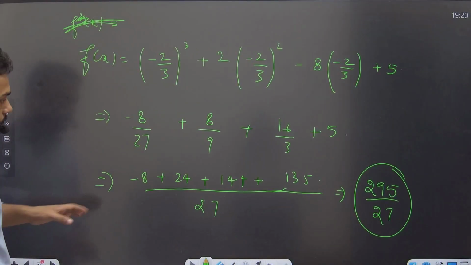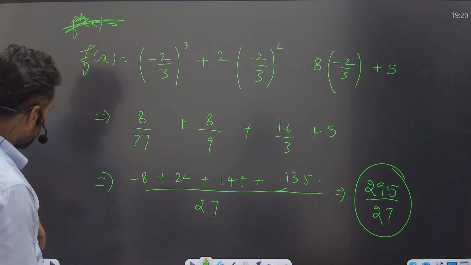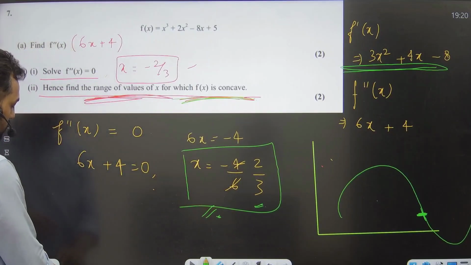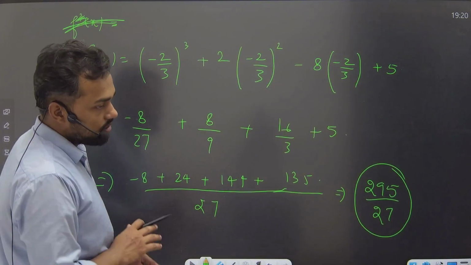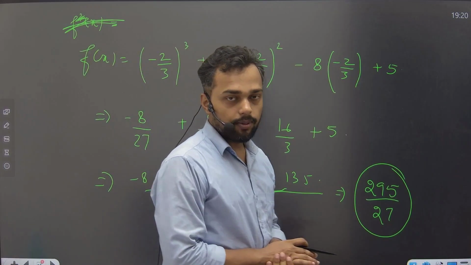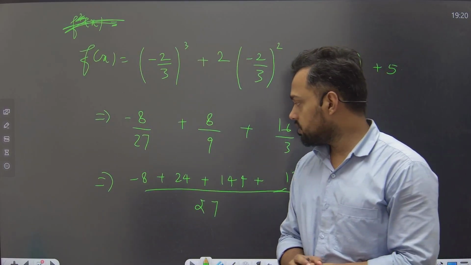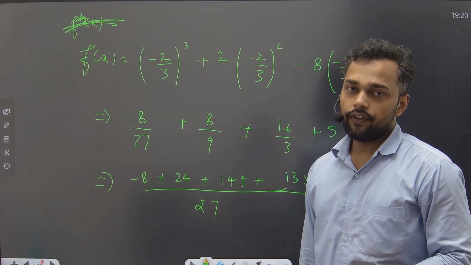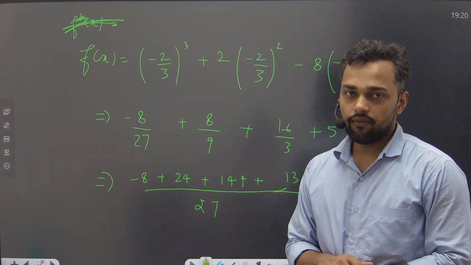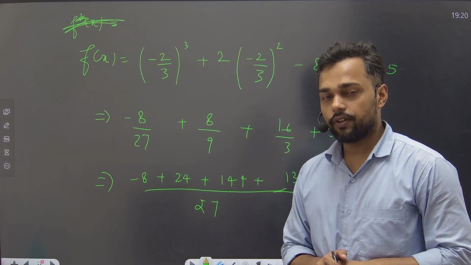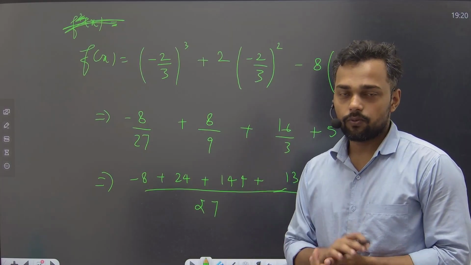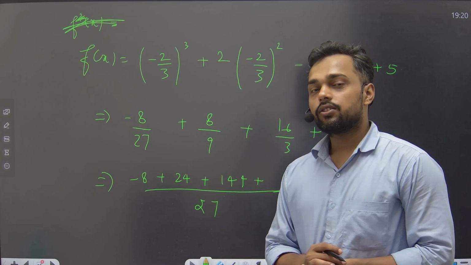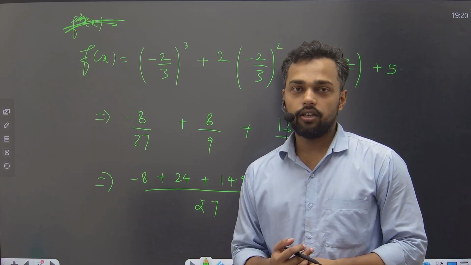And in this part which we have done, we have plugged the value of x equals negative of 2 by 3 in the function f(x) to find the maximum value. By double differentiation we have plugged this particular value. Whenever the double differentiation of any function is negative in nature, you will get the maximum value of the function, and vice versa is true. In case the double differentiation is positive in nature, the function value will be minimum in nature.